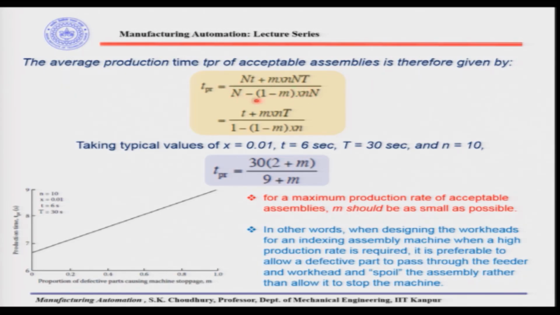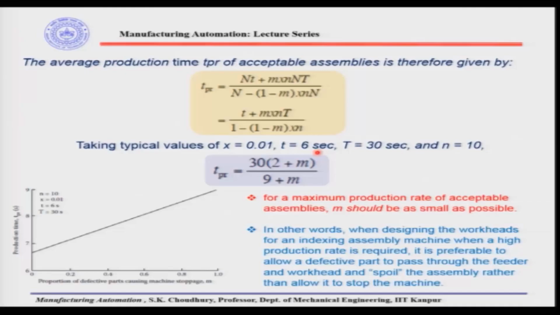So, this is the total number of assemblies produced. This can be simplified as t(1 + m x n) divided by (1 - m x n). Taking typical values, let us say x equal to 0.01, that is, the quality level of parts is 0.01, meaning that out of 100 parts 1 part is defective.